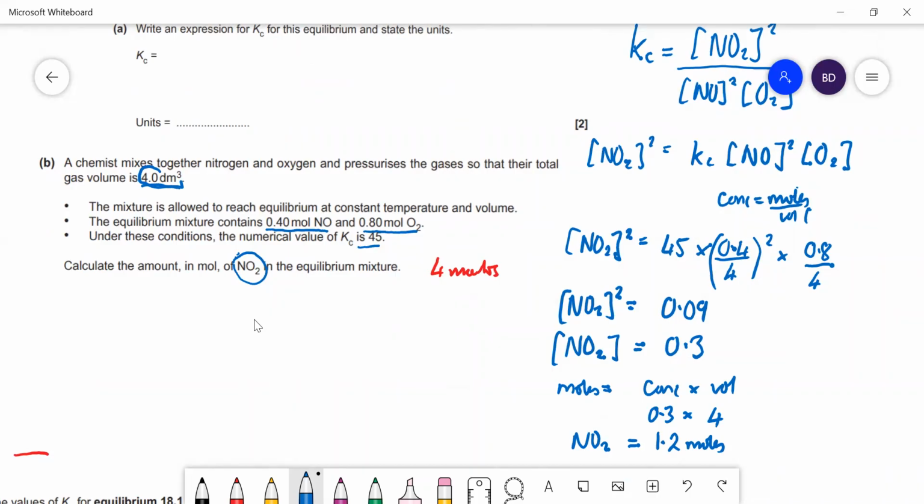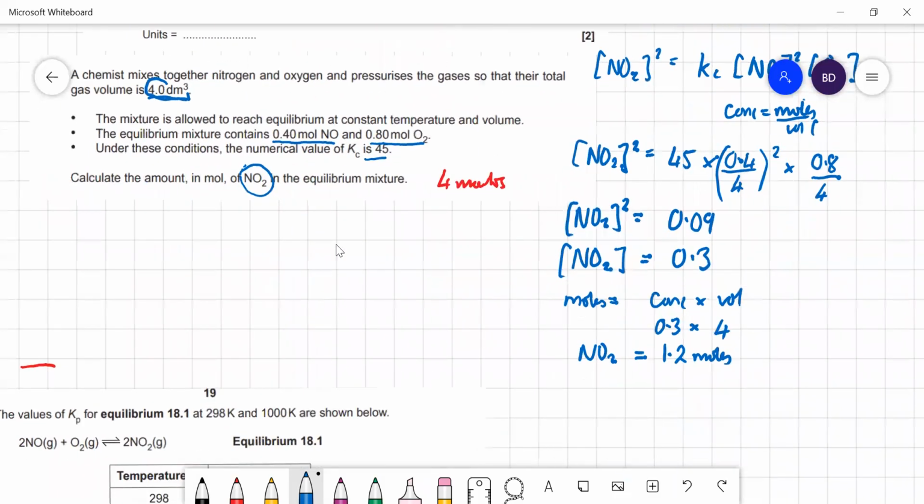And you'd be surprised, but it's very easy to mix up concentration for moles or moles for concentration. They're not the same thing. Most people who make mistakes will make them as a result of that. So be clear in your head what's a concentration and what's a number of moles.